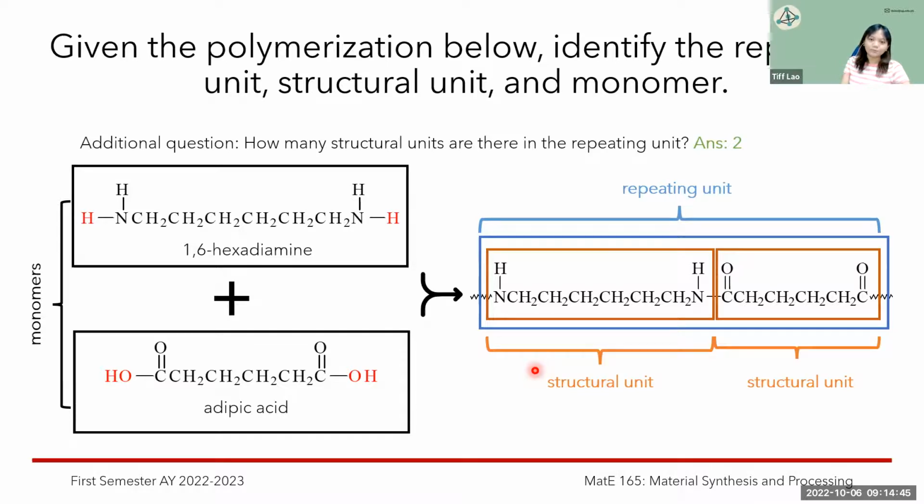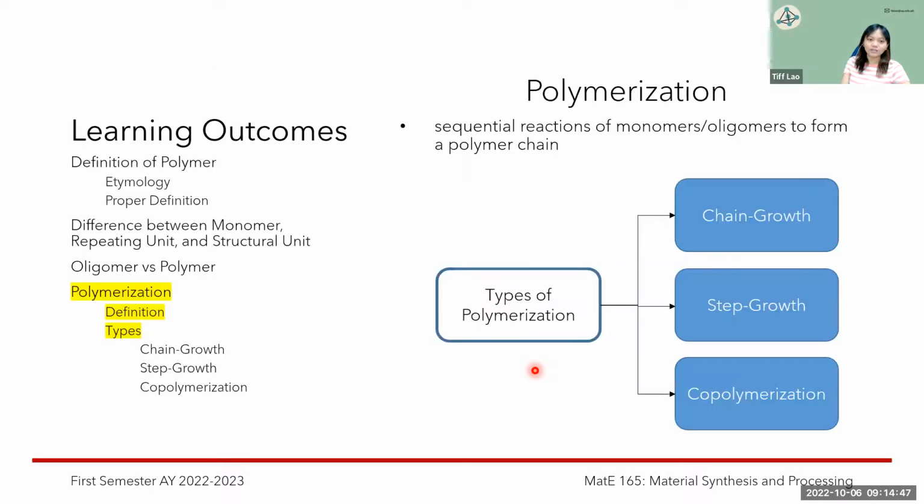Okay, so, muna tayo sa terminologies. Punta na tayo sa polymerization, which should be our focus this week, this meeting until next week. So, polymerization, better definition, it's a sequential reaction of monomers, sometimes oligomers, to form a polymer chain or an oligomeric chain. And there are 3 types of polymerization. These are chain growth, step growth, and copolymerization.